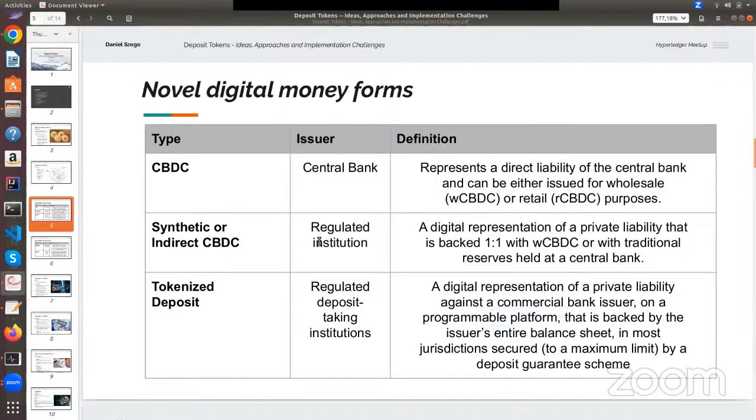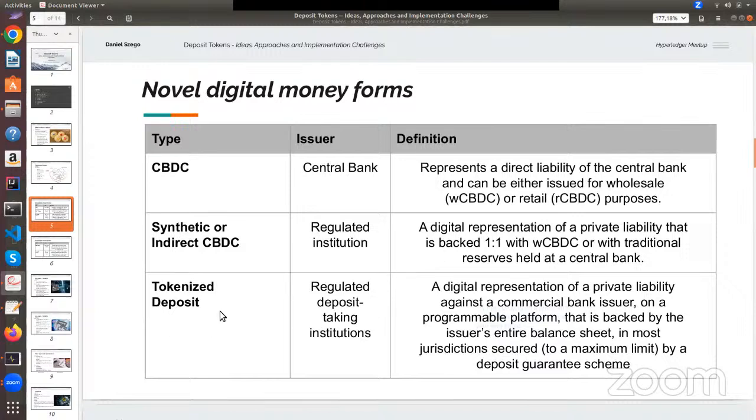The point here is that a synthetic CBDC is not issued by the central bank directly, but indirectly by regulated institutions. These regulated institutions might not be banks. They can practically be payment service providers. And then basically a synthetic CBDC is a representation of a private liability that is backed one by one by central bank money, I would say. So practically, it is backed by traditional reserves held at the central bank.